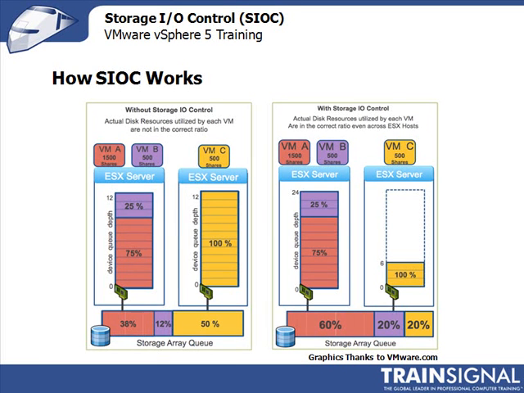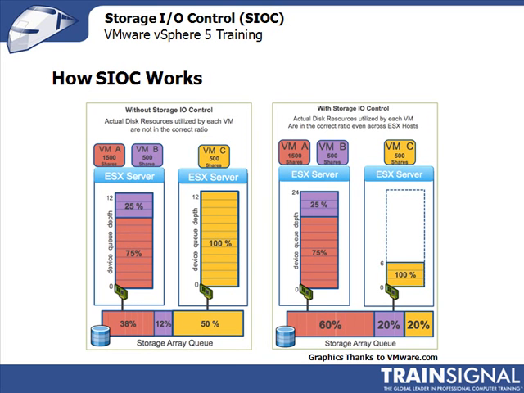So it isn't space, although when you look at the diagram there, you might think at first glance that it's controlling how much space those virtual machines get. It's actually the performance that the virtual machines get out of the storage array. So it's the storage array queue and their priority in that queue. So on the right-hand side, with Storage I/O Control enabled, you can see the resources and the proportions of those resources in the storage array queue.